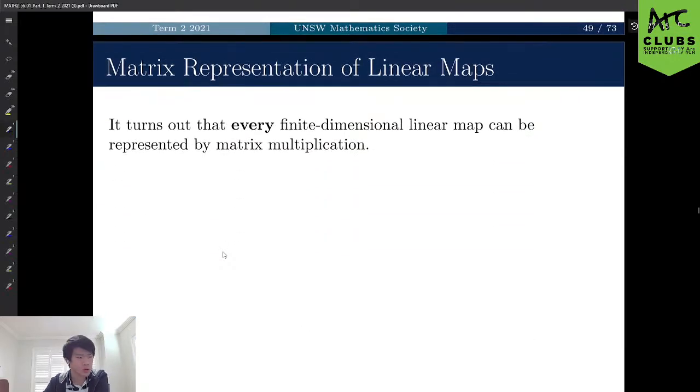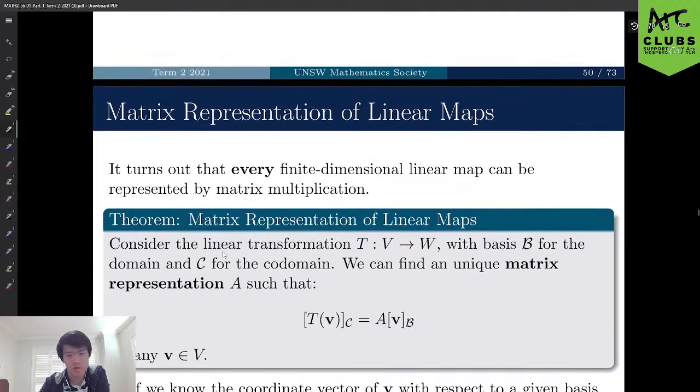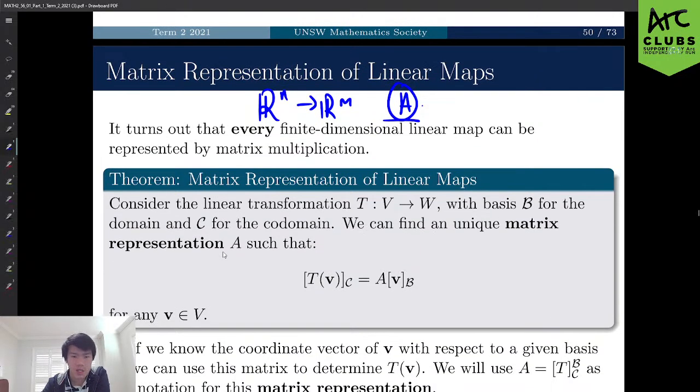We'll move on to matrix representation of linear maps. So every linear map can actually be represented by matrix multiplication as long as both vector spaces, so T from V to W, are finite dimensional. Right? So the idea is that before we had the property that if we have a linear map from Rn to Rm, we can express it as matrix multiplication. So we just did that kind of. The idea is that it's very much the same with any vector space.